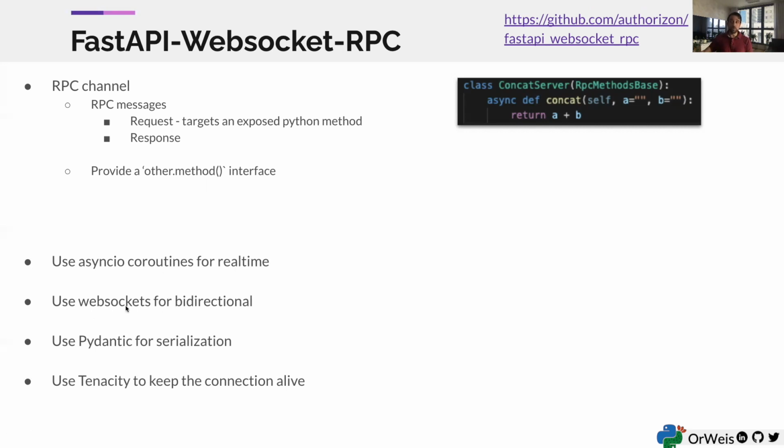Obviously, as we mentioned, we will be using WebSockets for having it bidirectional. And we'll be using Pydantic to get serialization. Pydantic really works well with FastAPI. It's a native library that FastAPI uses. And we'll be using it to define our RPC messages, both for request and response. And we'll be using Tenacity, another cool library, to maintain that durability that we mentioned.